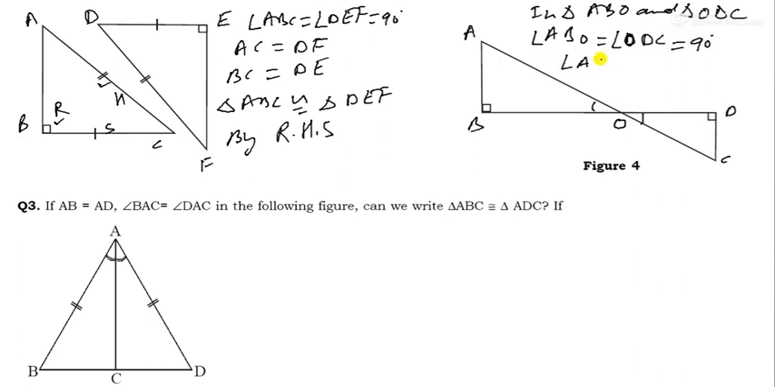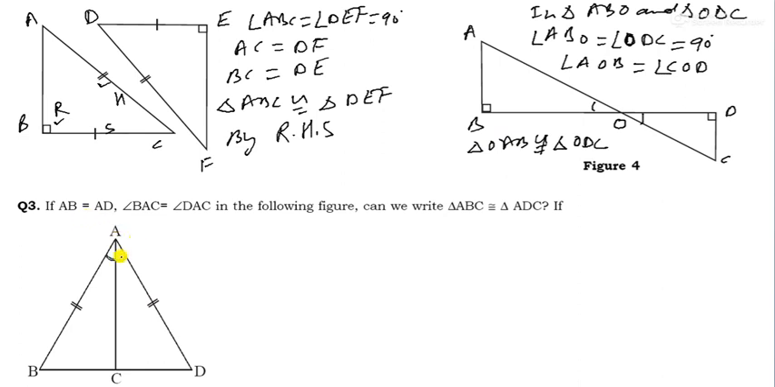So angle AOB is equal to angle COD. All three angles are equal, but they are not congruent. So triangle OAB is not congruent to triangle ODC.